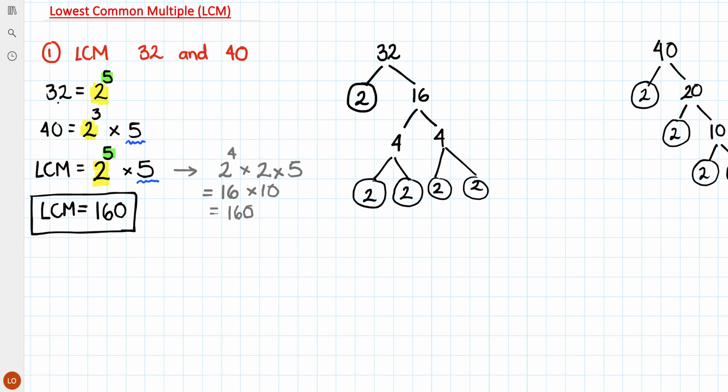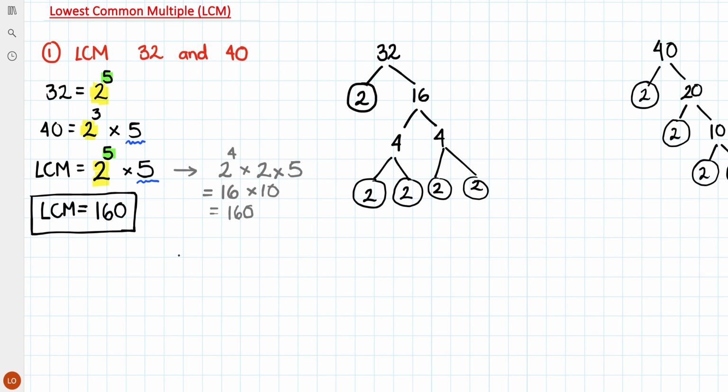So between 32 and 40, if I find the multiples of 32 and the multiples of 40, then the lowest between these two is going to be 160. Another way of saying this is that the factors, or we can say the building blocks, of 32 and the building blocks of 40 have also to be building blocks of the lowest common multiple. Otherwise, it wouldn't work.